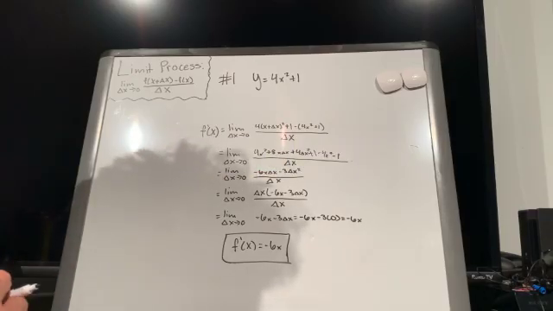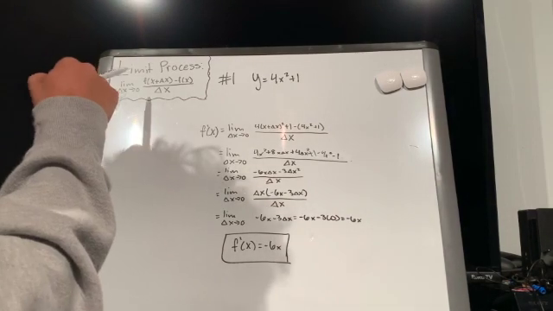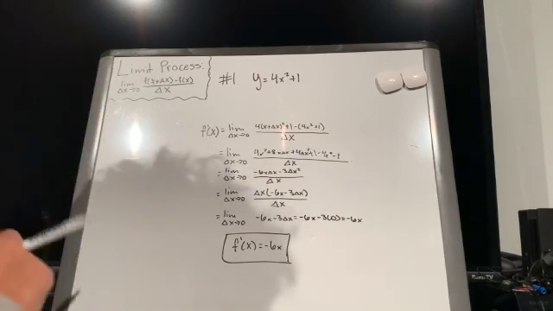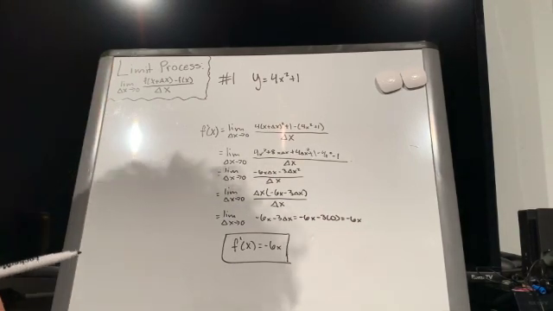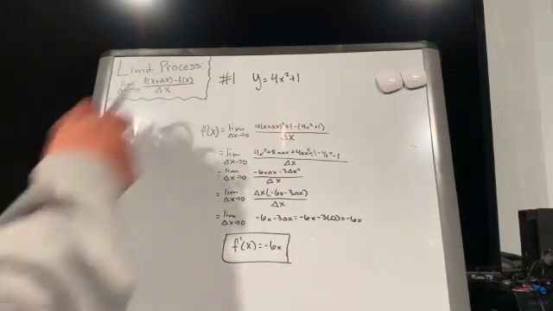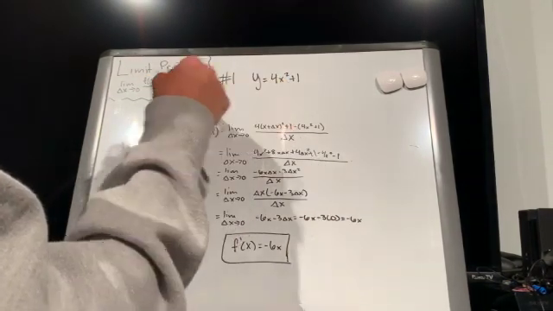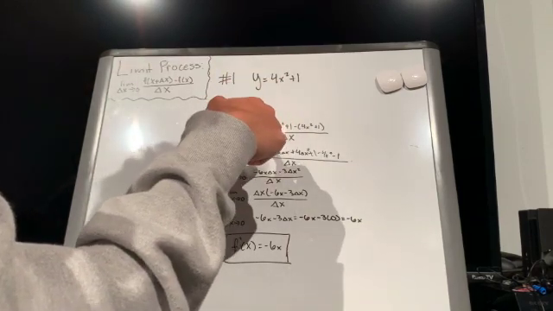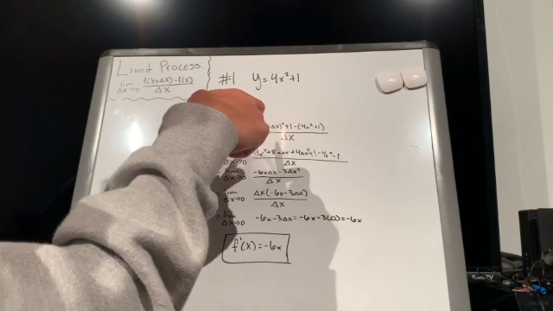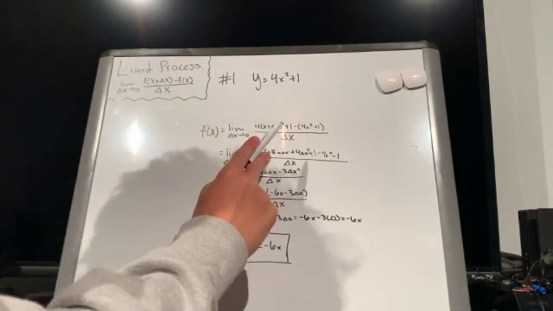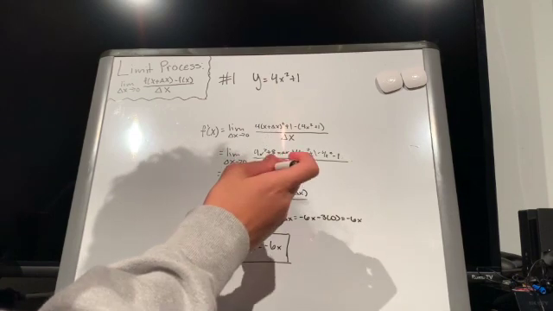Trying to find the derivative of y equals 4x squared plus 1, and we're going to be using the limit process, which is f of x plus delta x minus f of x all over delta x. So we're going to start by plugging it in to the first one. So we have 4 times x plus delta x squared plus 1. And then for f of x, we have 4x squared plus 1 all over delta x.